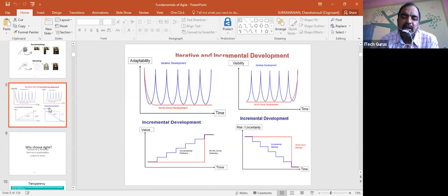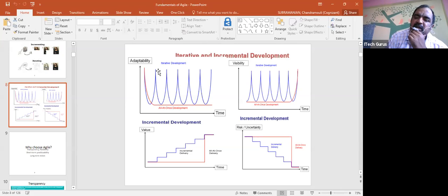In the traditional project, whatever is drawn in the red line is a traditional project. So adaptability will be very high. That means you are allowed to change everything in the beginning of the project. But at the end, very quickly, you will say that no more change. Where? In a traditional project. But in an agile project, what will happen?